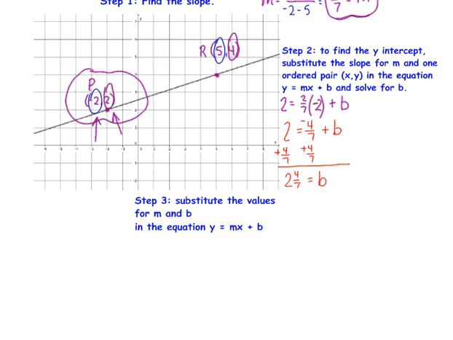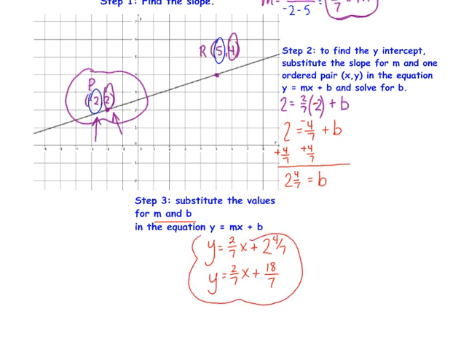Finally, substitute the values for m and b in the equation y equals mx plus b. Our value for y is equal to m, which was 2/7, x, plus the y-intercept of 2 and 4/7. You'll often see equations written in the slope-intercept form where the y-intercept is left as an improper fraction. So if we did that, it would equal 18/7. So y is equal to 2/7 x plus 18/7. And either one of these forms would be correct.